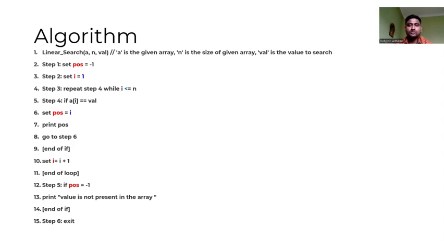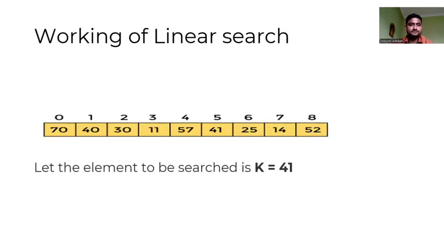Okay, and in this way we are checking from index number 0 to the end of this array. Okay, if no element is matched, then pos equals -1. I've already told you, if the element is not found in this array, we set the value of pos equal to -1 and print that the value is not present in this array. Then exit from this program. This is a very simple algorithm. Then let's understand the working principle of this algorithm.